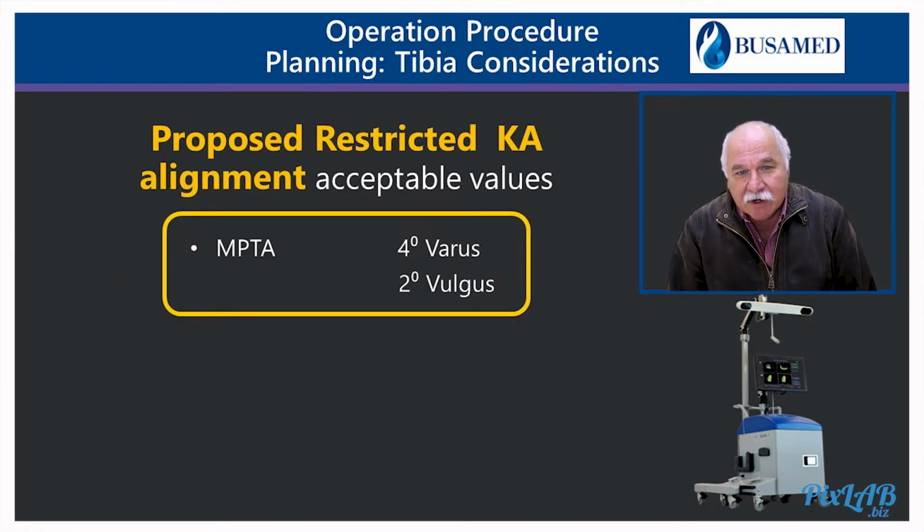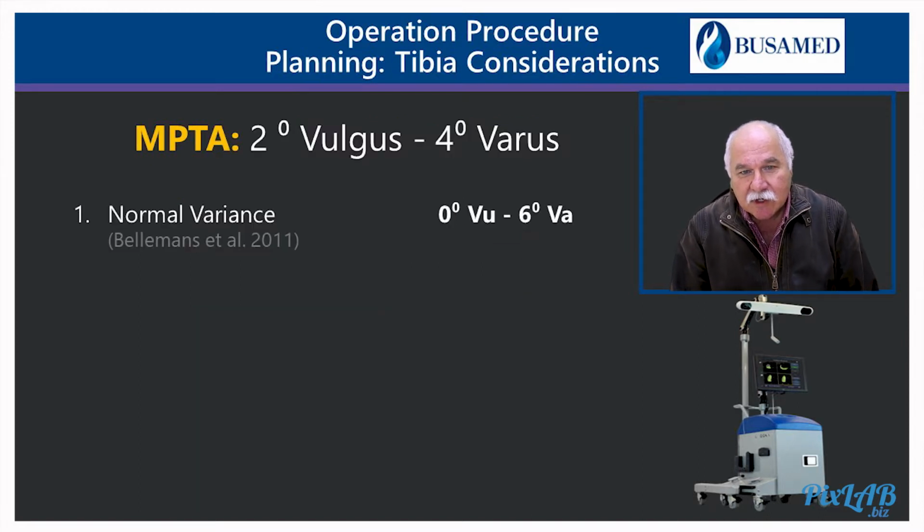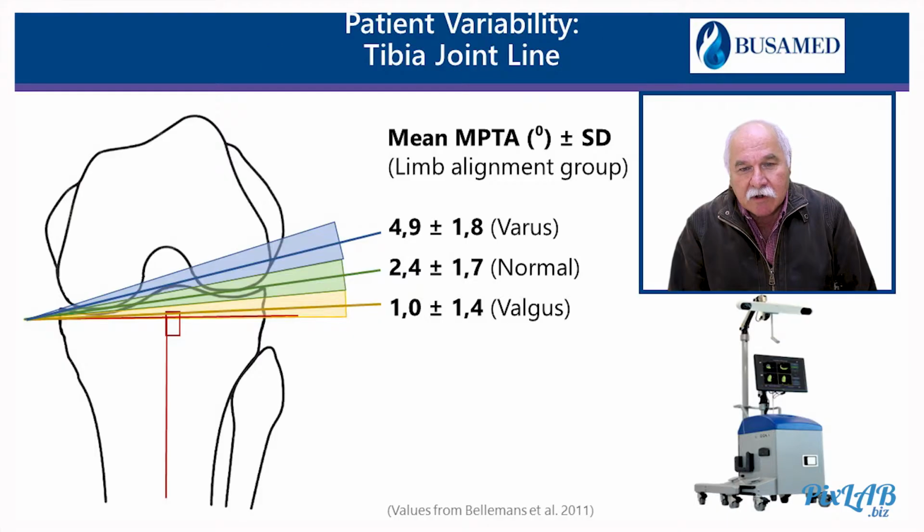So arriving at our proposed restricted kinematic alignment values, I would be accepting an MPTA of 4 degrees varus to 2 degrees valgus. The reason being, if we look at the normal variances, I know there are many studies, but looking at Bellemans specifically, of his 500 knees that he depicted, MPTA varying between 0 and approximately 6.5 degrees of varus.